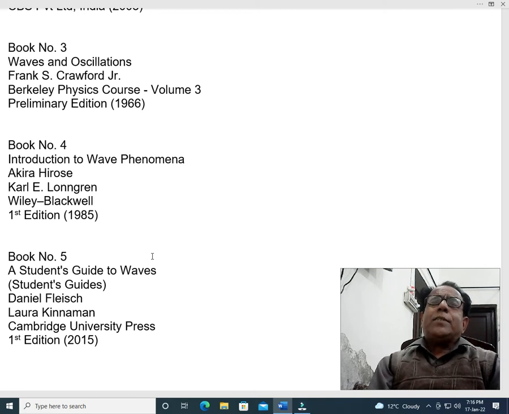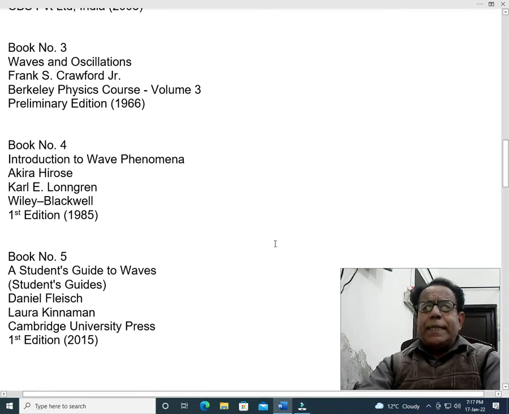Berkeley's physics course, volume 3. Okay, it's a preliminary edition having been published in 1966. Very old book. But sometimes, dear students, some books behave like Bible of that subject. So this is a very important book, very old book, having been published in 1966.